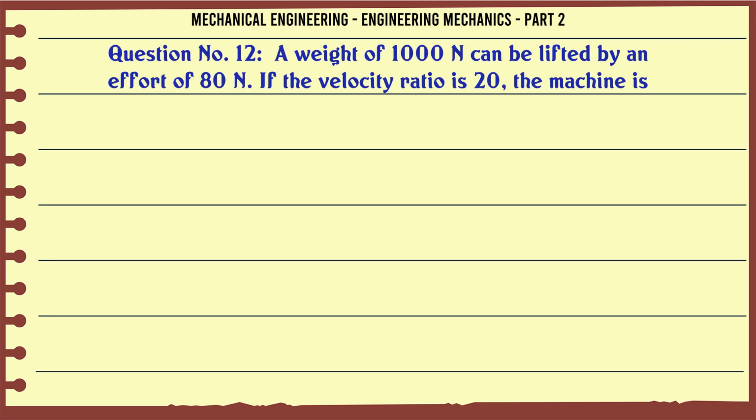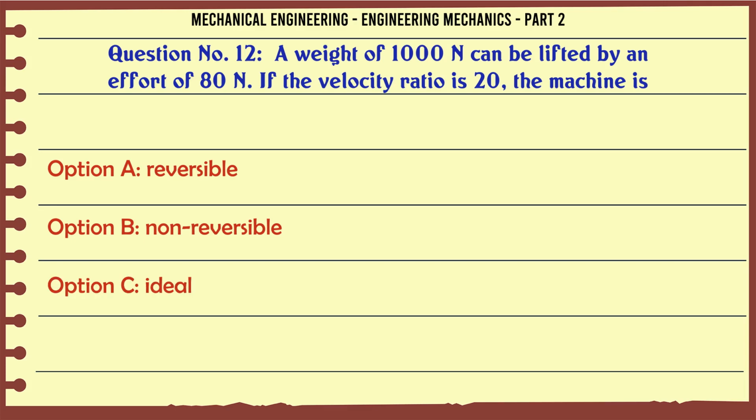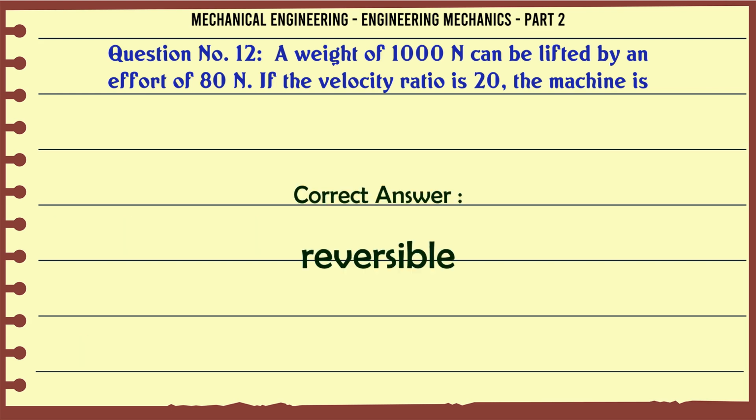A weight of 1000 N can be lifted by an effort of 80 N. If the velocity ratio is 20, the machine is A. reversible, B. non-reversible, C. ideal. The correct answer is reversible.